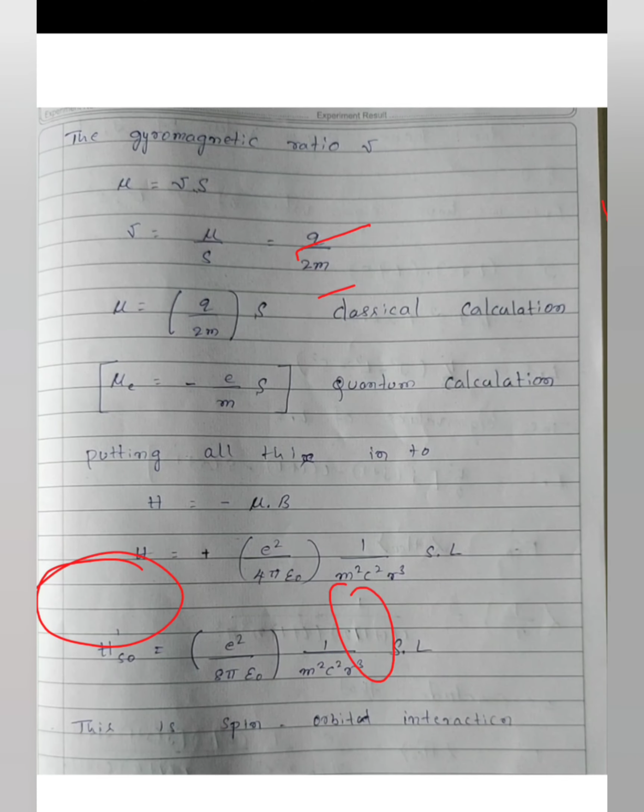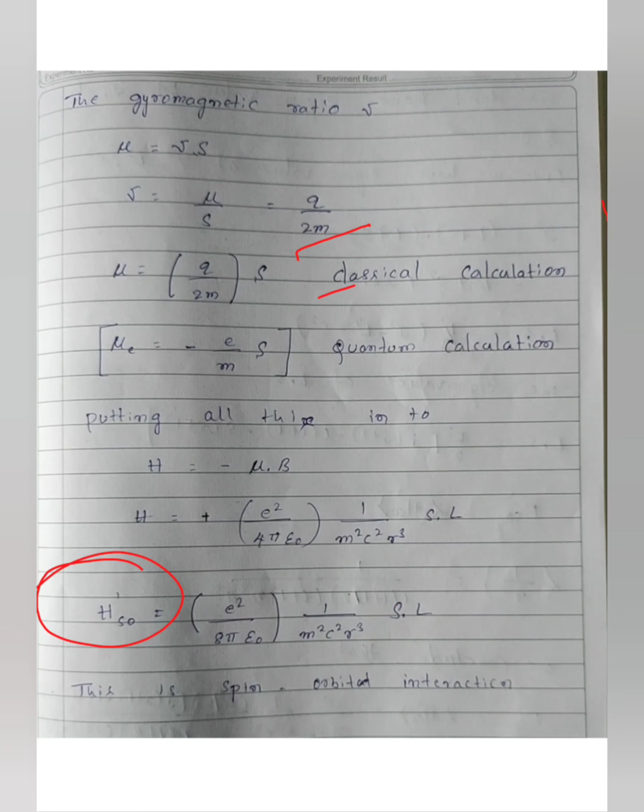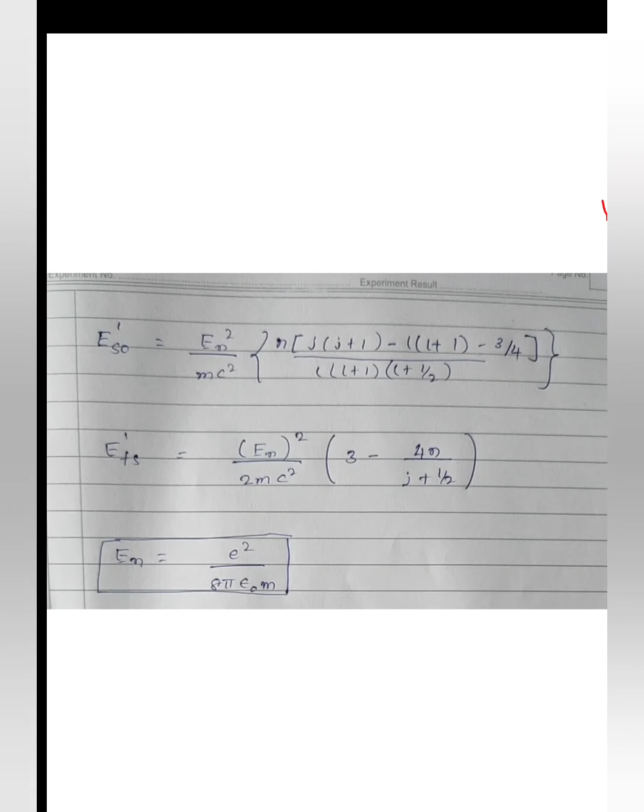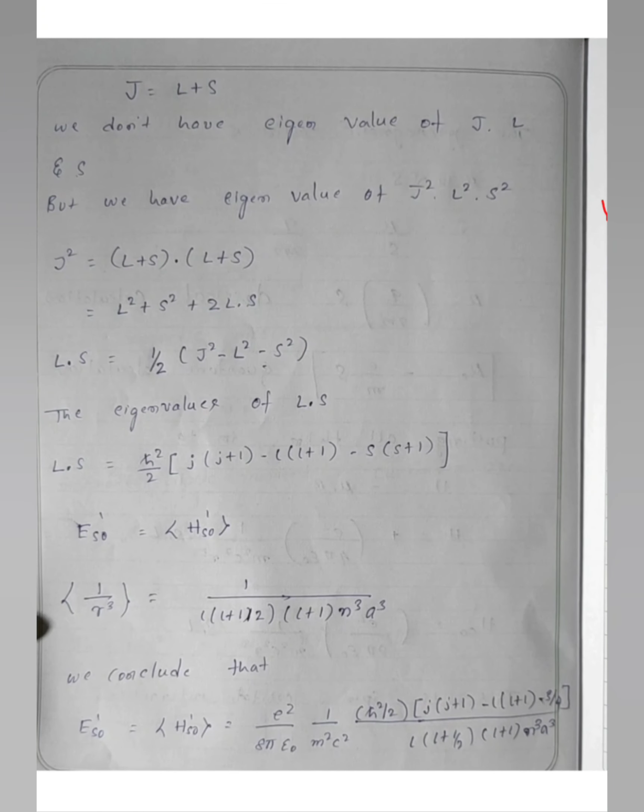So we find the expectation value of 1 over R cube. This is direct. I can calculate the expectation value of 1 over R cube, which is equal to 1 divided by L into L plus half into L plus 1, n cube into A cube. Here A is the Bohr radius. So you already know how to find the expectation value.